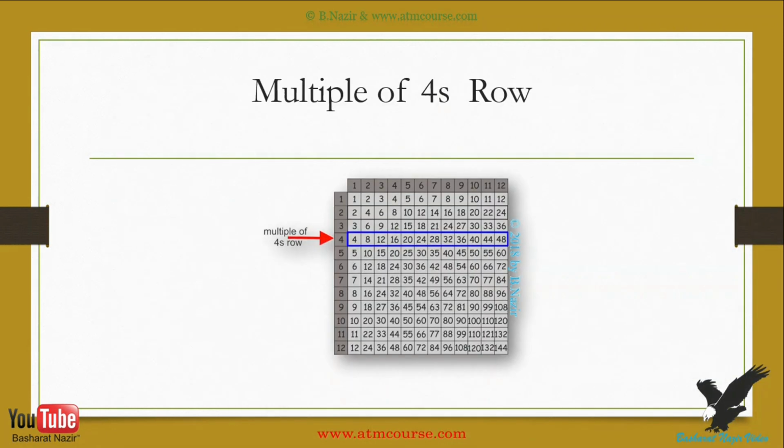In this next diagram you see row 4 multiples of 4 highlighted in blue. A multiple of 4 is any number into which 4 divides exactly. Here are the first 12 multiples of 4, which are also shown in the diagram: 4, 8, 12, 16, 20, 24, 28, 32, 36, 40, 44, and 48.